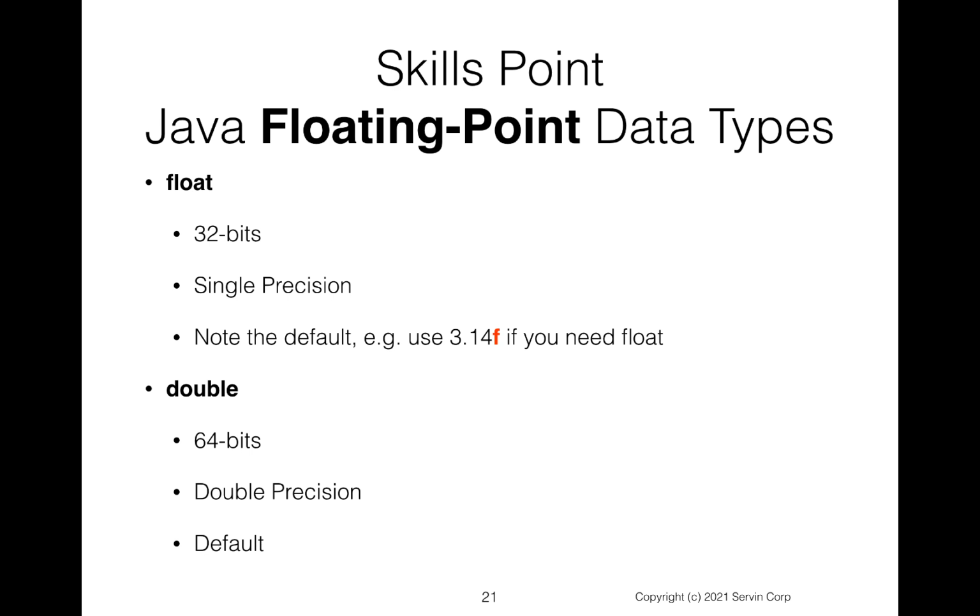Speaking of double, that's our other floating point type. This one's 64 bits, and this gives you double precision. And as we stated, this is the default. So typically you'll just use the default of double precision and not worry about it.